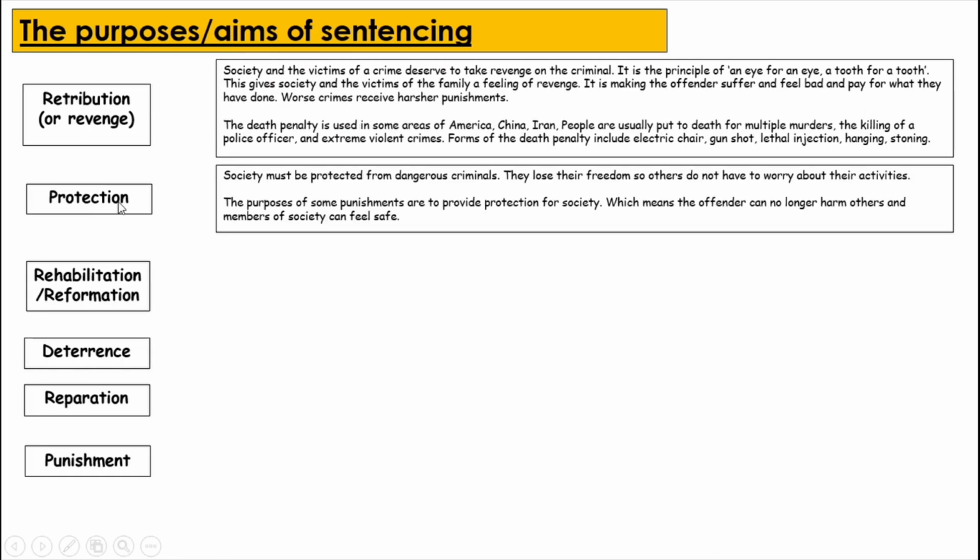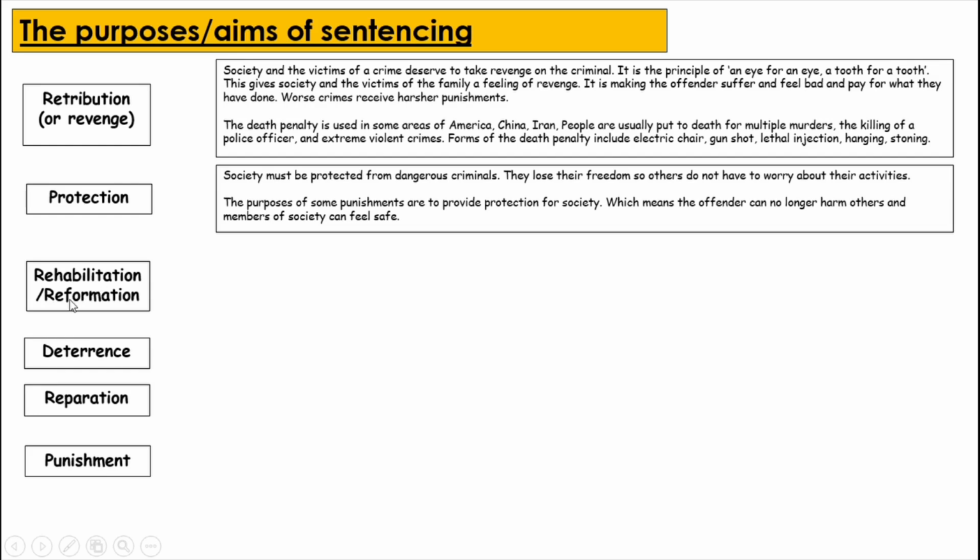Protection. Protection is the purpose of sentencing that involves the idea that society must be protected from dangerous criminals. They lose their freedom so others do not have to worry about their activities. The purposes of some punishments are to provide protection for society, which means the offender can no longer harm others and members of society can feel safe. Examples of these would be life sentences, keeping people imprisoned for their entire life because they are a threat and a danger to society and therefore society need to be protected from them.